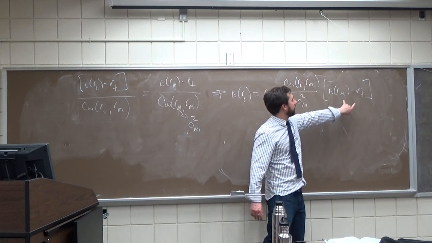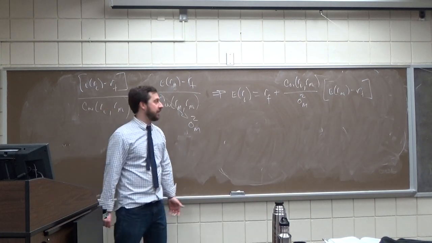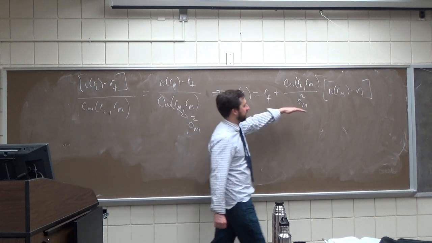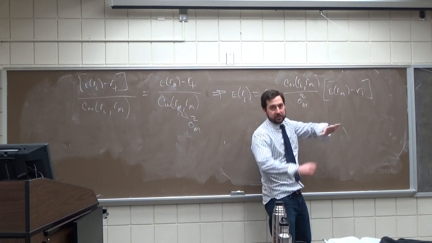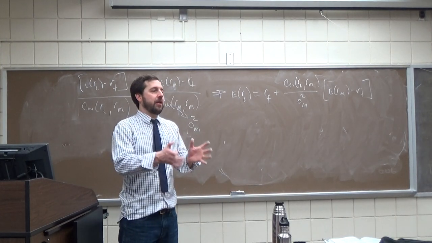Good. And the last term here is the reward for bearing a unit of market risk. Keep in mind, the beta on the market is one, so you can think of this as that divided by beta. This is the return for bearing a unit of market risk.